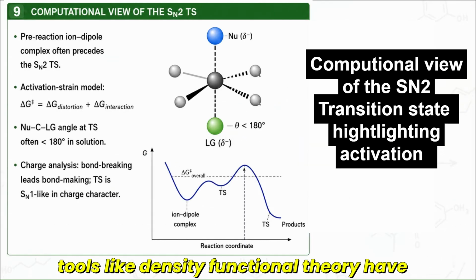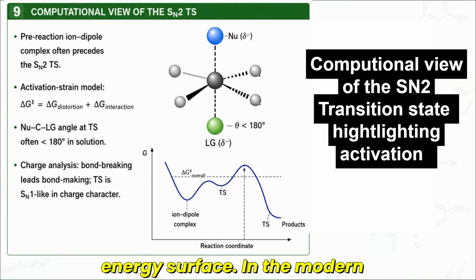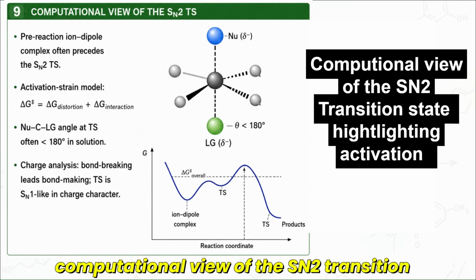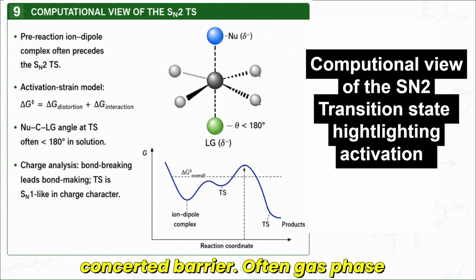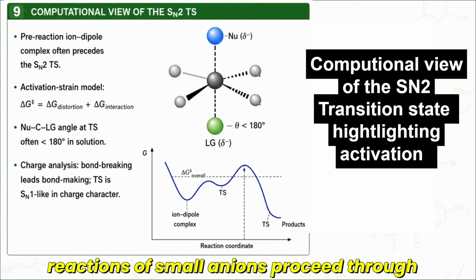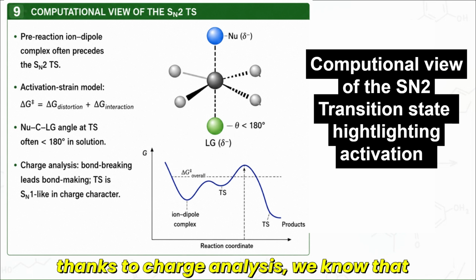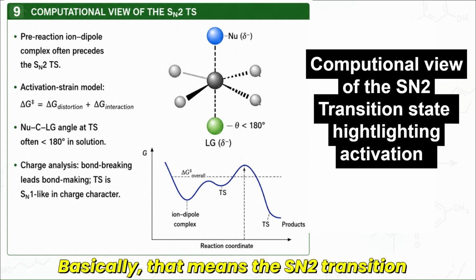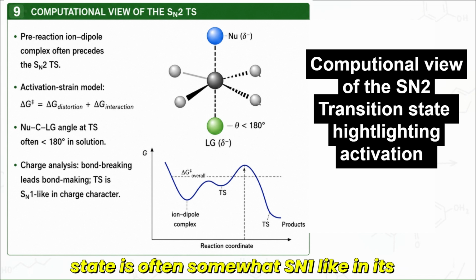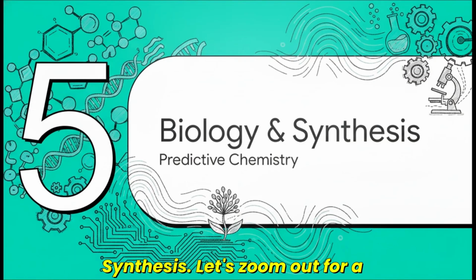Now, computational tools like density functional theory have completely mapped out the potential energy surface. In the modern computational view of the SN2 transition state, it's actually not always a single concerted barrier. Often, gas phase reactions of small anions proceed through a pre-reaction ion-dipole complex, and thanks to charge analysis, we know that bond breaking actually leads bond making. Basically, that means the SN2 transition state is often somewhat SN1-like in its charge character. Wild, right?